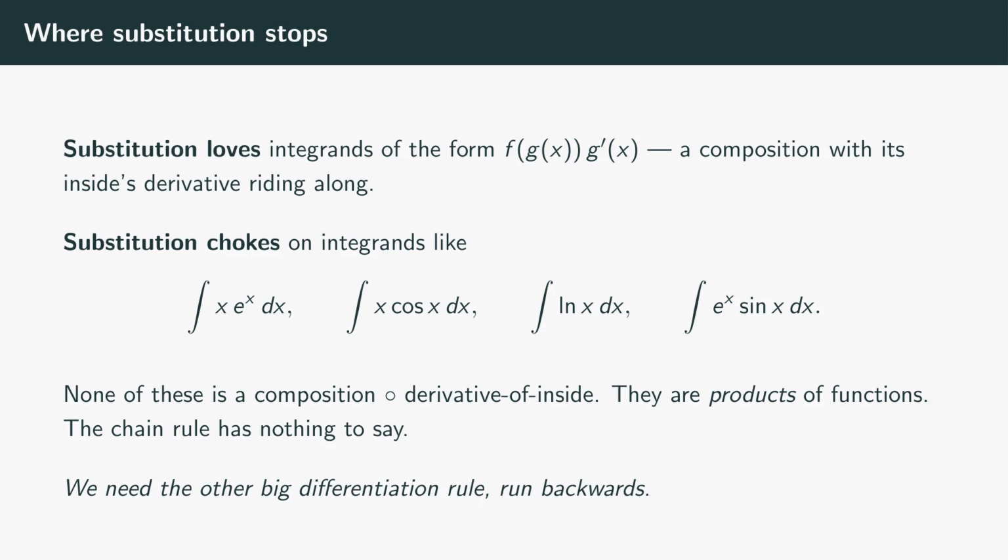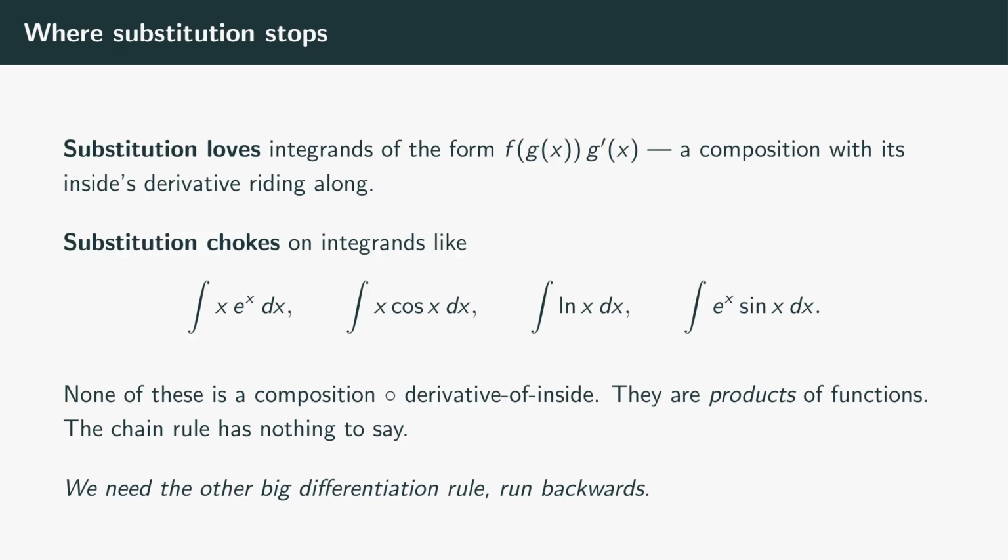Quick gut check. The substitution rule, as we built it last time, eats integrands shaped like f of g of x times g prime of x, a composition next to the derivative of its inside. Almost all the integrals we did fit that mold by design. But look at these. Integral of x times e to the x, integral of x times cosine x, integral of the natural log of x all by itself, integral of e to the x times sine x. None of them is a composition. They're products. There is no inside function whose derivative is lying around. You can try substitution on these. You won't get anywhere. The shape isn't there.